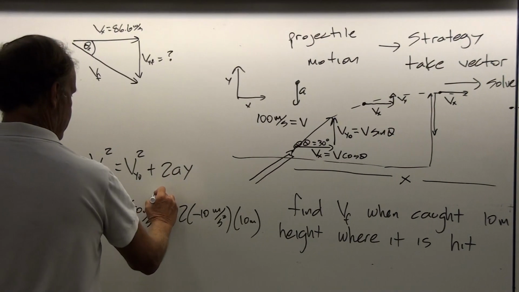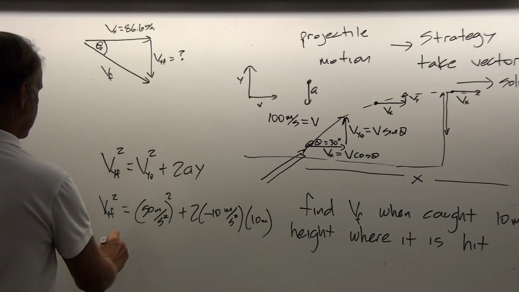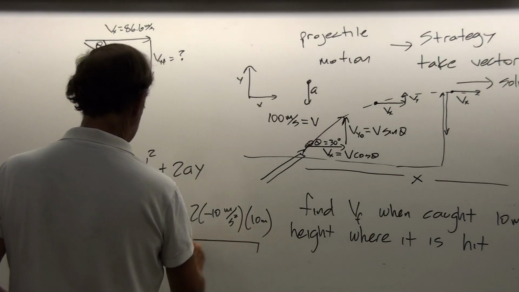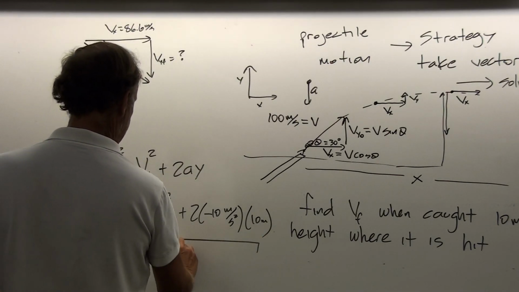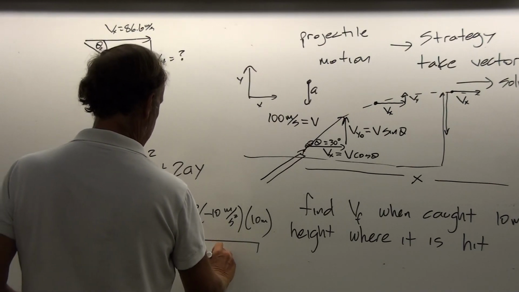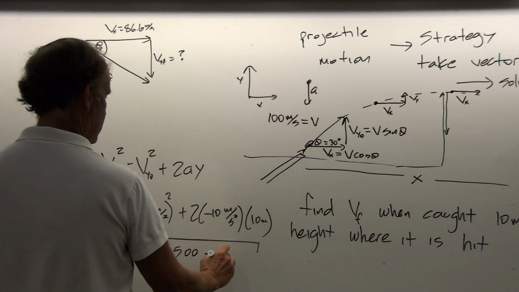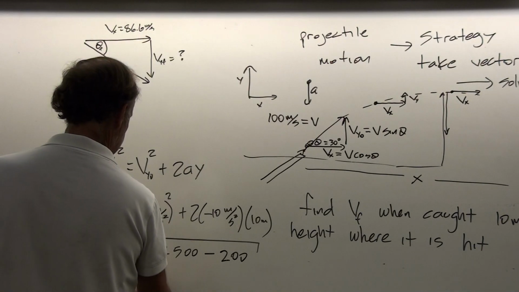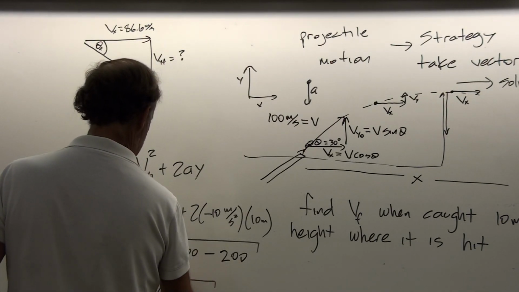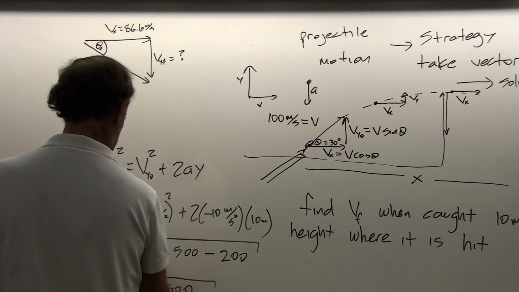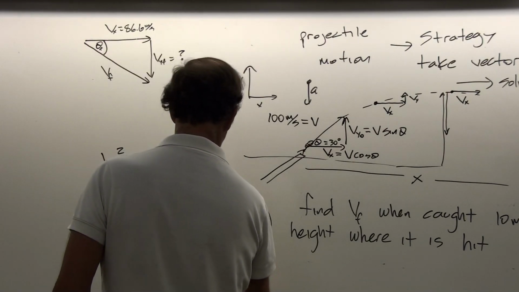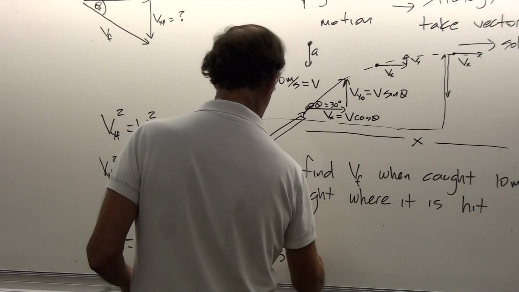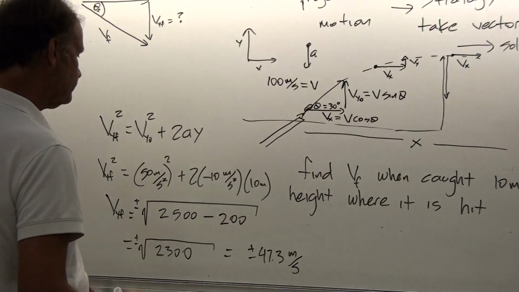This is squared. And so that'll give us Vy final is plus or minus the square root of 2,500 minus, this is going to be 200. So that would be the square root of 2,300 plus or minus. And so that would be plus or minus 47.3 meters per second.